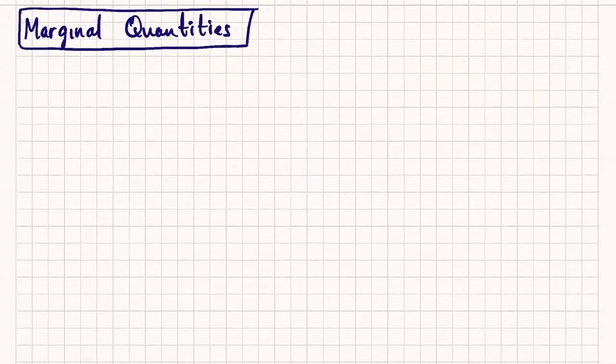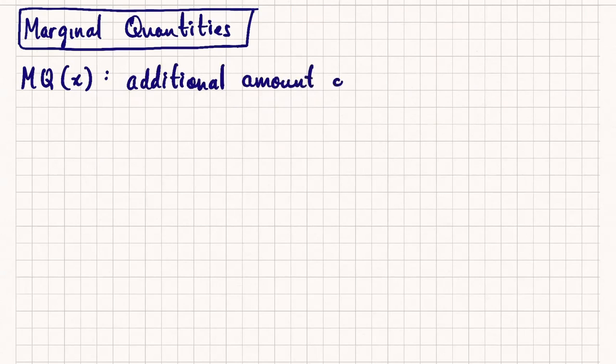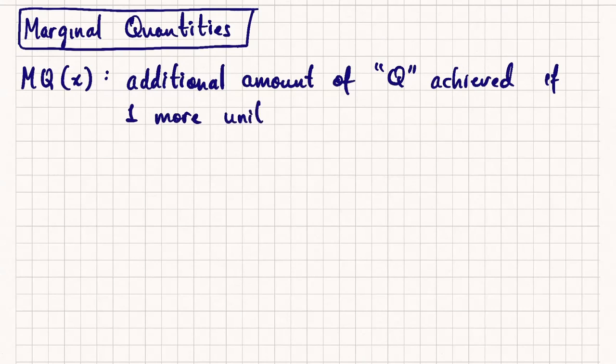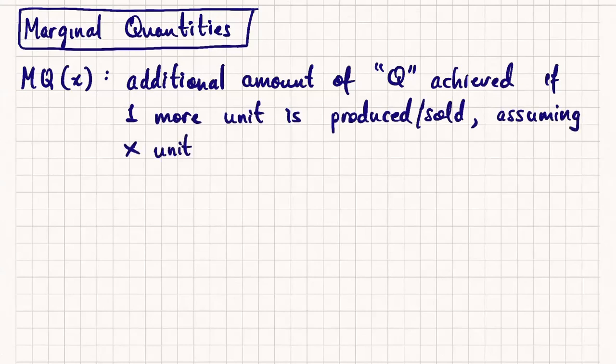So in general, when you talk about the marginal anything, marginal revenue, marginal cost, marginal whatever, let's say MQ. So Q in this case can be revenue or cost. So MQ of X, the definition is, let me see what I want to write down. It's the additional amount of Q, again, whatever Q happens to be, it's usually cost or revenue. So the additional amount of Q achieved if one more unit is produced or sold. There's this caveat, assuming X units are currently being produced.